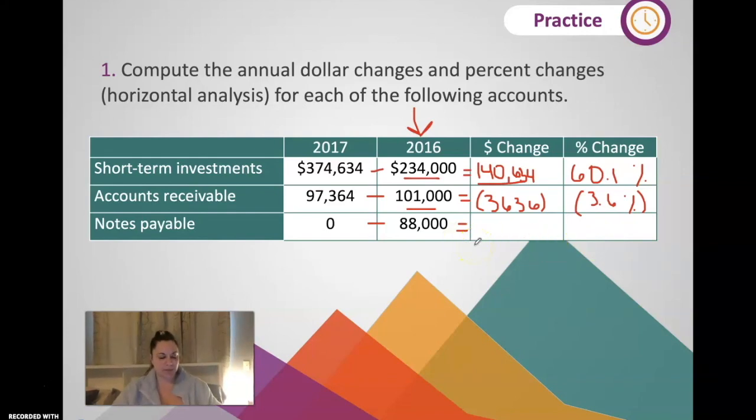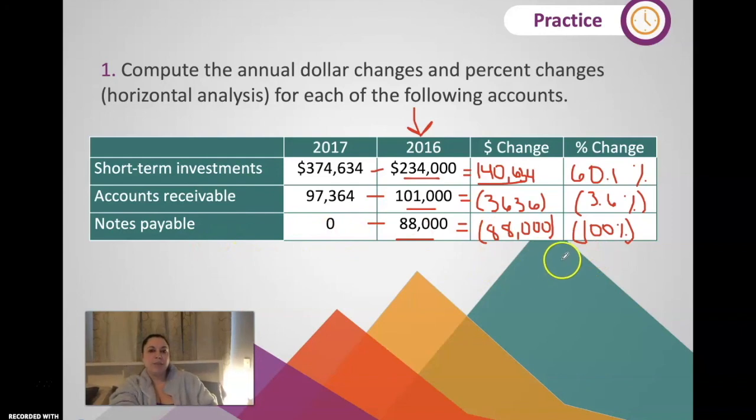Notes payable, 0 minus 88,000 is negative 88,000. Divide that by the 2016 number. This should be pretty easy. So divide by 88,000 times 100, we get negative 100%. So it just lets us know notes payable went down 100%.